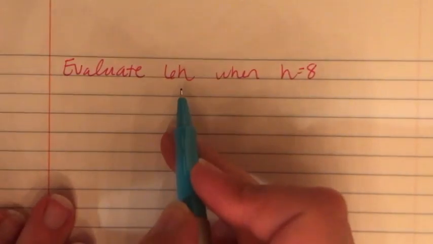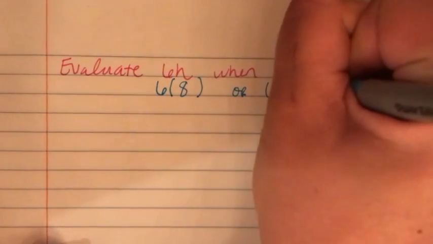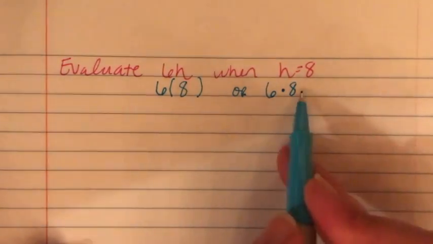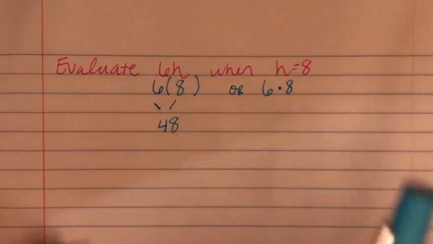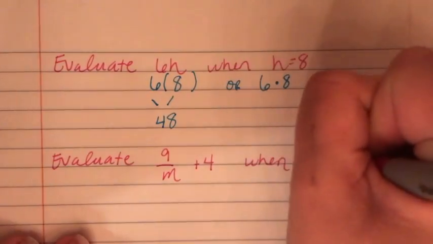So again, I'm going to replace the h with the 8, so I have 6. And again, I don't want to just write 8 because that looks like 68. So I could either use parentheses or I could write 6 times 8. Up to you. I kind of like the parentheses a little bit more. It shows that it was replaced a little bit better than just this, but totally up to you. So I multiply and I get 48 as my final answer. Okay, let's do 3 more. Evaluate 9 over m plus 4 when m equals 3.